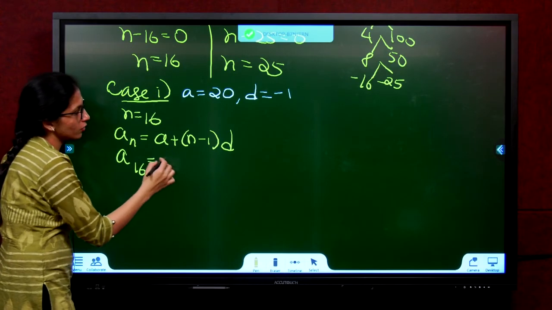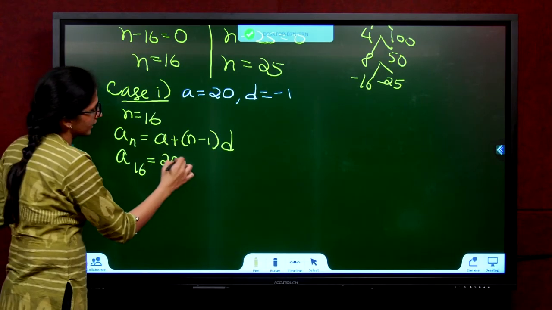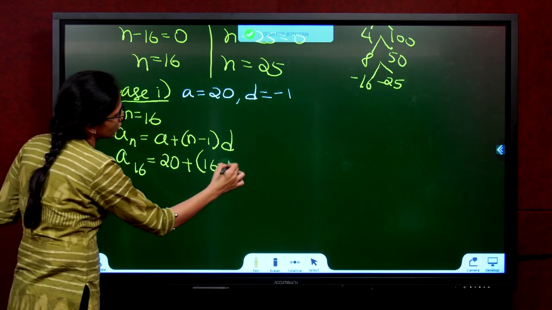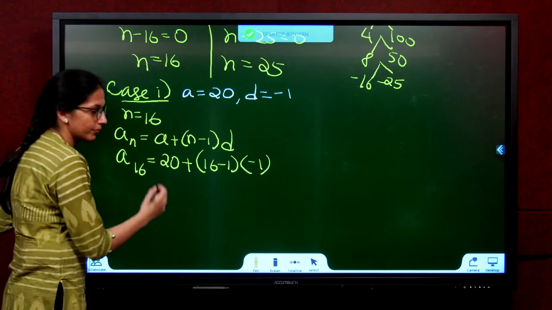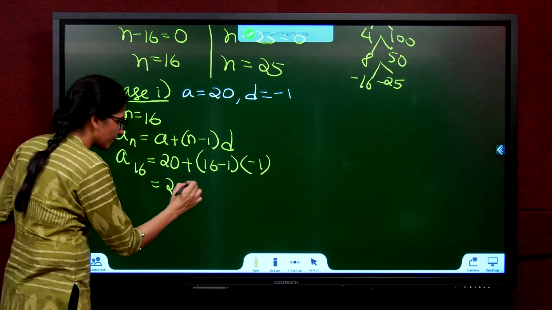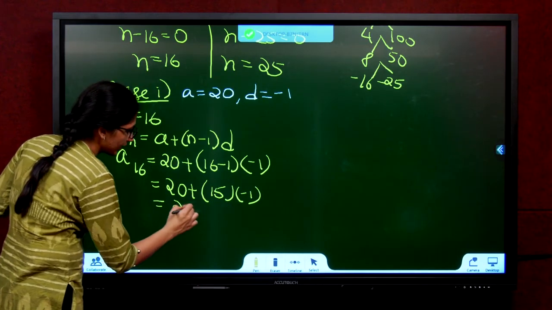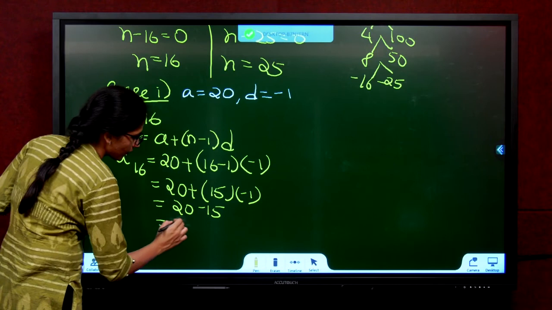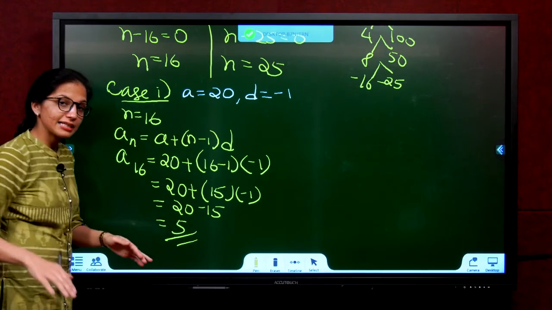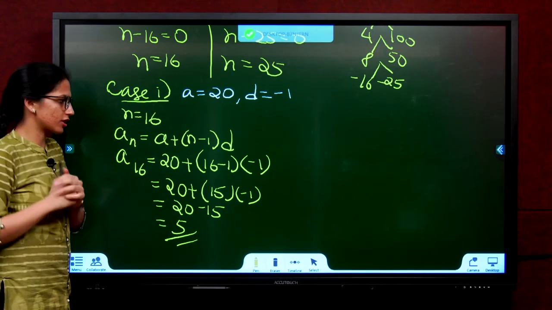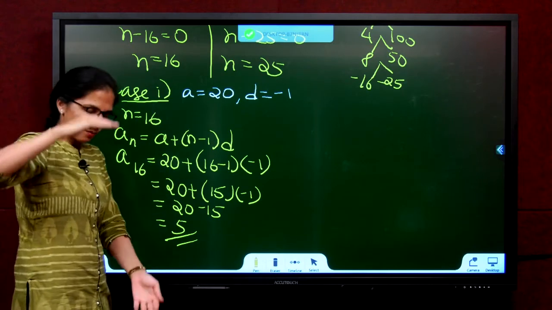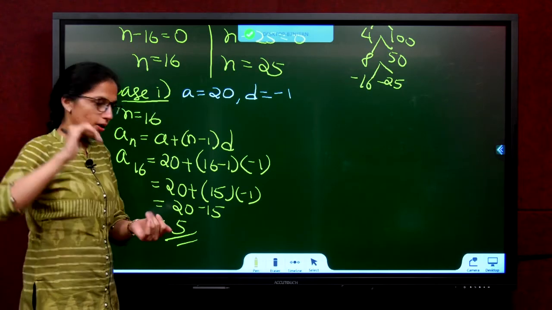A16 is equal to a. What's the value of a? 20 plus 16 minus 1 into minus 1. 20 plus 15 into minus 1. 20 minus 15, 5. That means 16 rows are possible with 5 logs in the first row, or in the last row, meaning going from bottom to up.